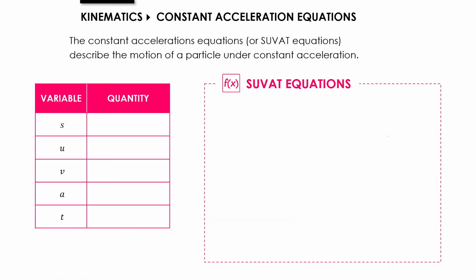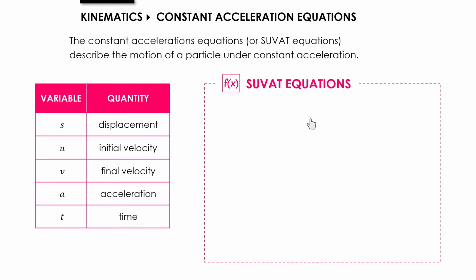Let's start by defining the variables we're going to use in these equations. We'll be using S to represent displacement, U will represent the initial velocity, V will represent final velocity, A will be acceleration, and T will be time.